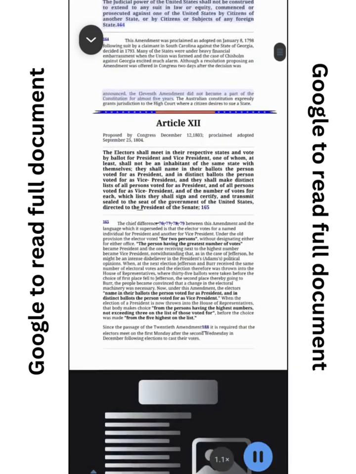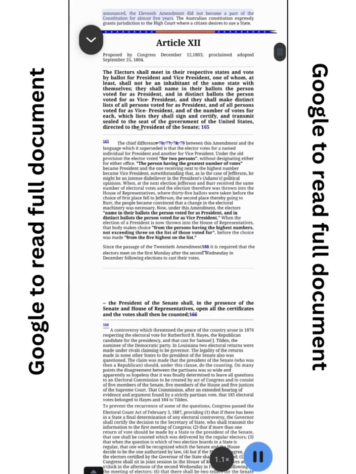164. Announced. The 11th Amendment did not become a part of the Constitution for almost 5 years. The Australian Constitution expressly grants jurisdiction to the High Court where a citizen desires to sue a state.